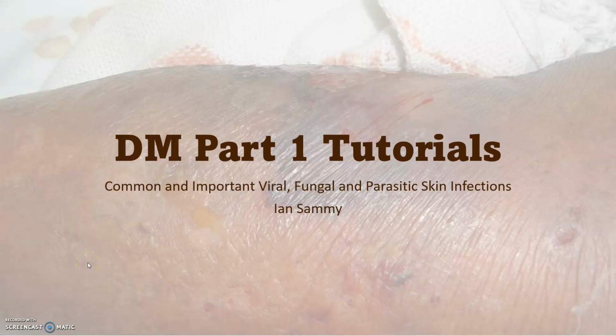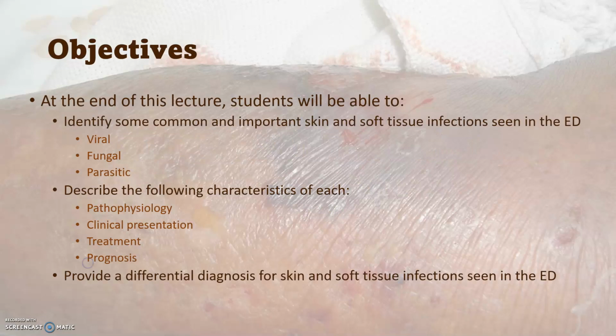Okay, so in the last session, we talked about bacterial skin infections, and in this session, we look at infections caused by viruses, fungi, and parasites. Again, by the end of the lecture, you should be able to identify some more common and important skin and soft tissue infections caused by viruses, fungi, and parasites, and describe their pathophysiology, clinical presentation, treatment, and prognosis. And it'll help you provide a differential diagnosis for any skin rash that looks like an infection.